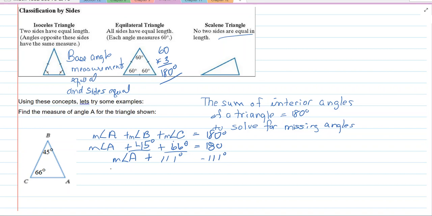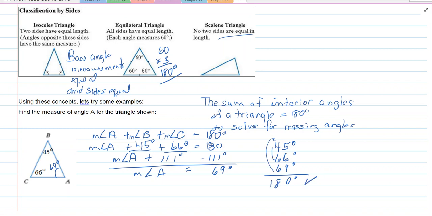I subtract it. So that gives us 69 degrees is the measure of angle A. And we can see that angle A has to measure 69 degrees. And we must remember the little circle above the number, after the number, is degrees. So we have 45 degrees, 66 degrees, and our 69 degrees. And we're going to add them up. This is 10, 18, 180 degrees.